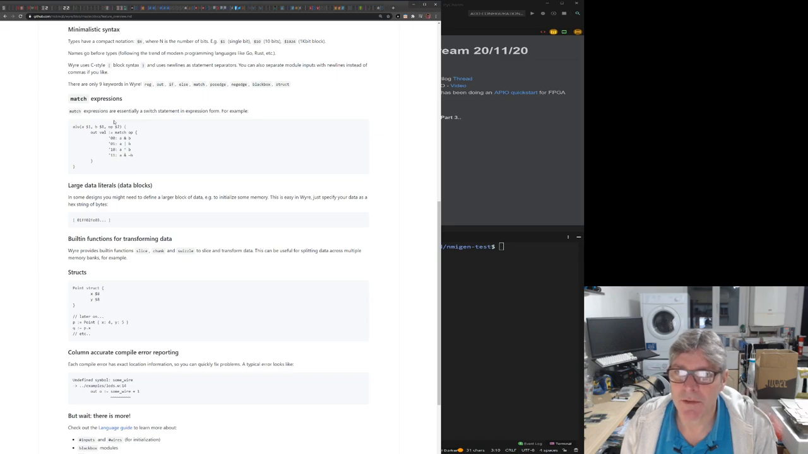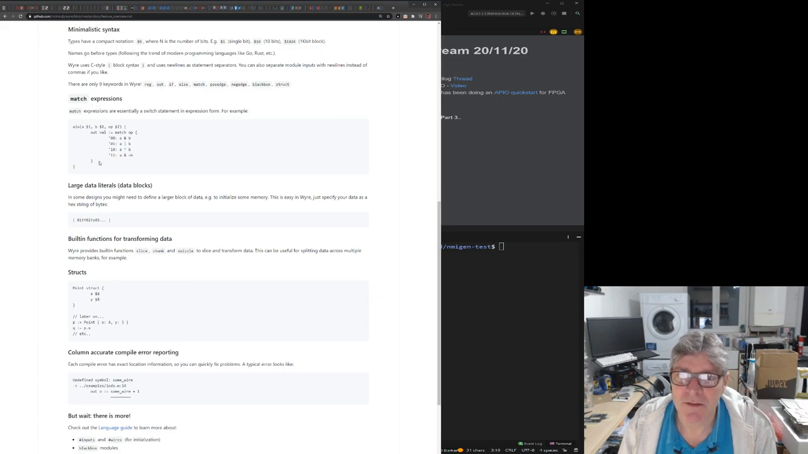Wire uses C style block syntax and uses new lines as statement separators. Yeah, notice there's no semicolons in the example. Oh, Spinal HDL uses that as well. And is that an assignment to a mutable variable in Spinal HDL as well, Laurie? Or is that an operator or assignment in Scala? Or is it specific to Spinal HDL?